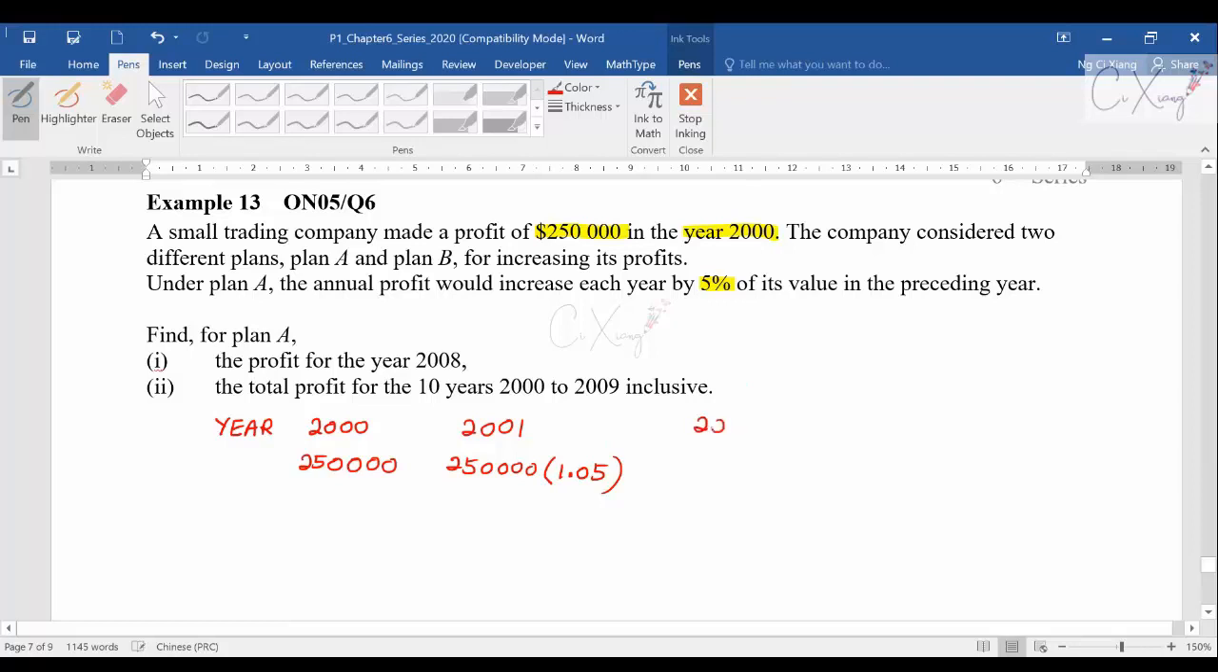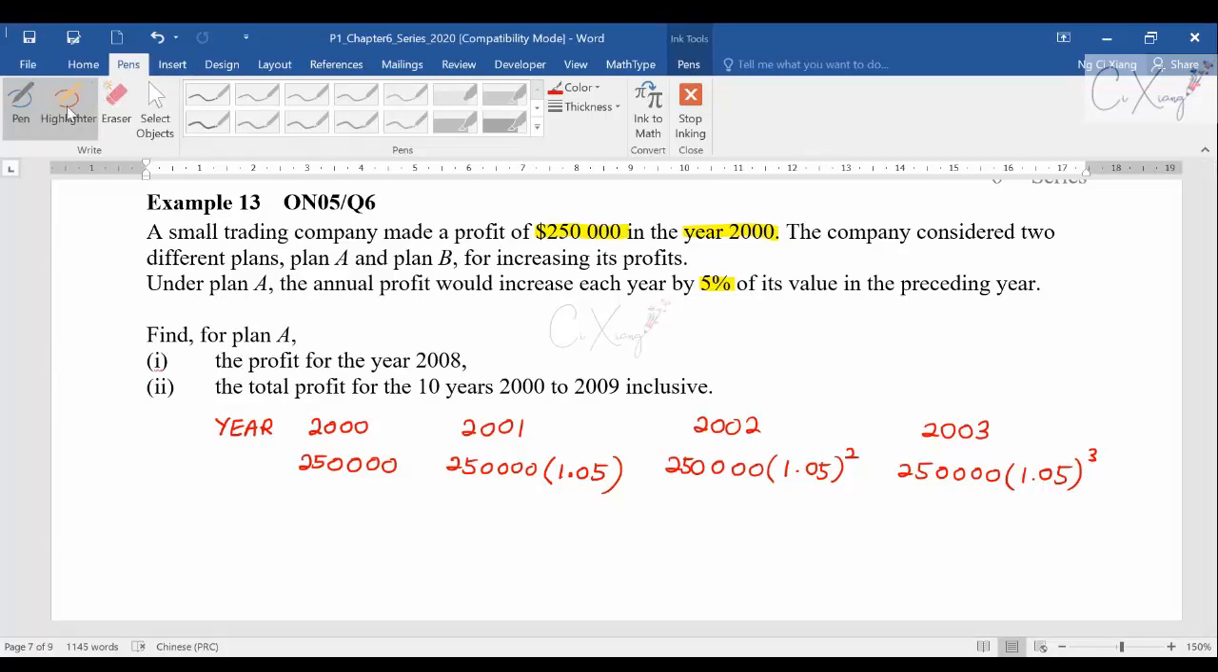Okay, so how about for year 2002? For year 2002, you can actually see that it increased 5% again. So that means it is 1.05 multiplied with 1.05 again. So that means it's squared. Okay, so I don't know whether you can see the pattern or not. If cannot see, then we continue further. For year 2003, it will be 250,000 multiplied with 1.05 power 3. And so on. Okay?